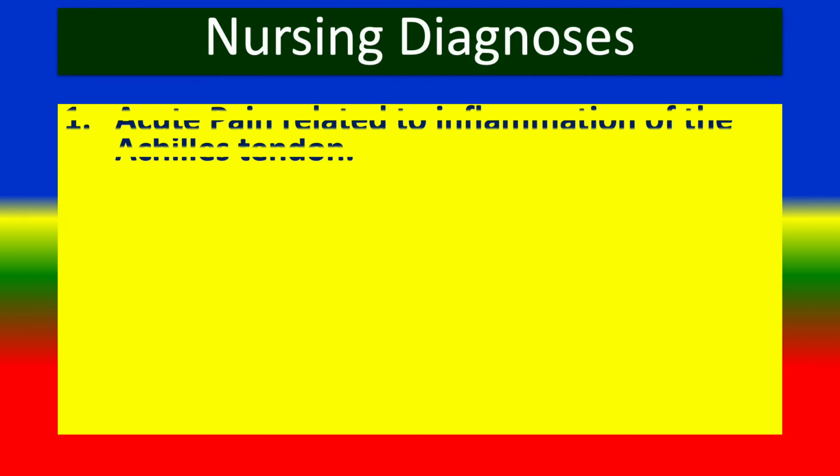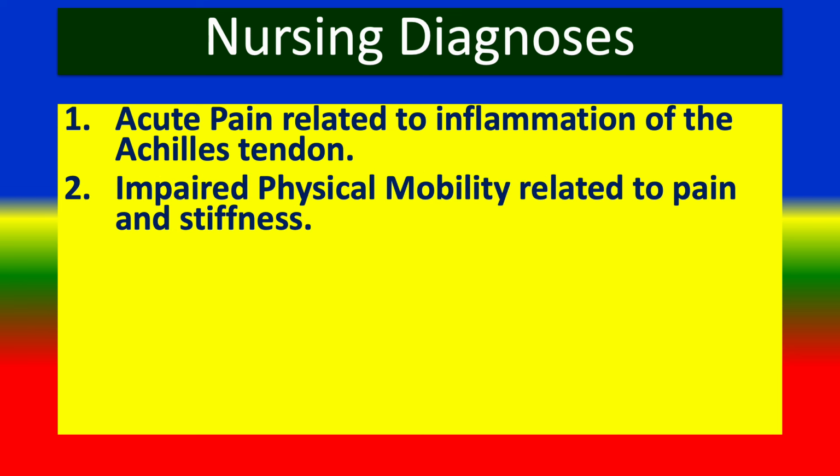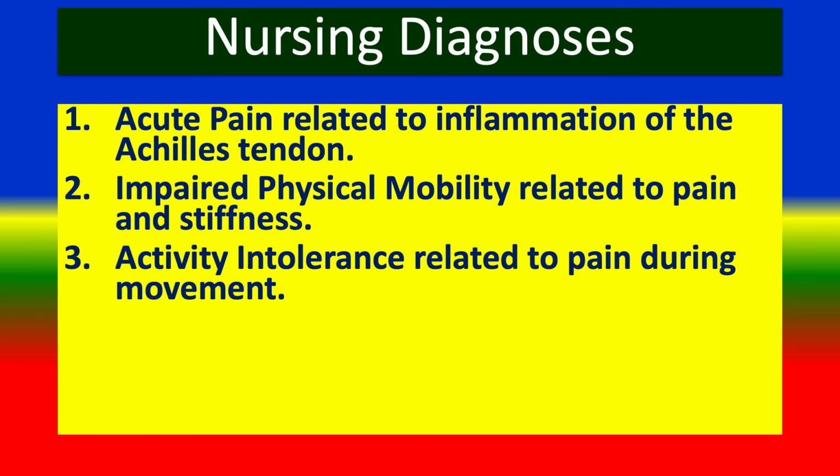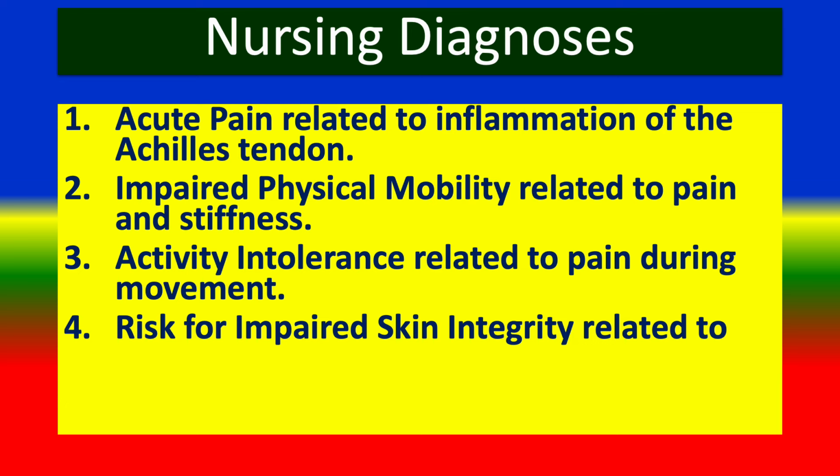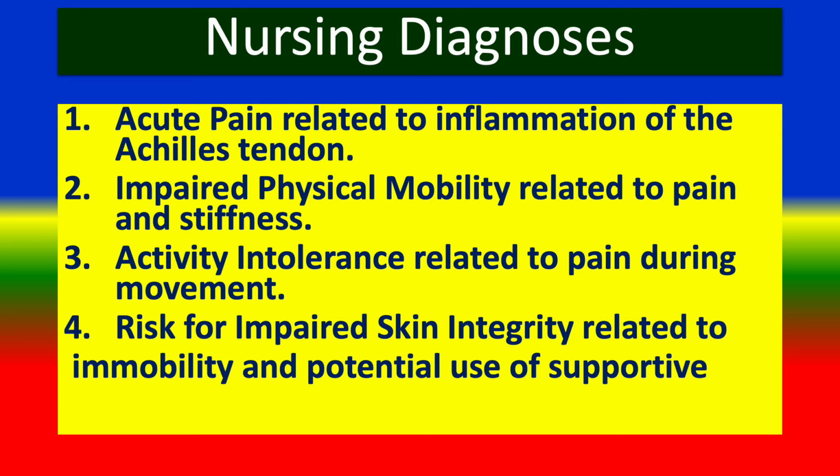Nursing diagnosis: 1. Acute pain related to inflammation of the Achilles tendon. 2. Impaired physical mobility related to pain and stiffness. 3. Activity intolerance related to pain during movement. 4. Risk for impaired skin integrity related to immobility and potential use of supportive devices.